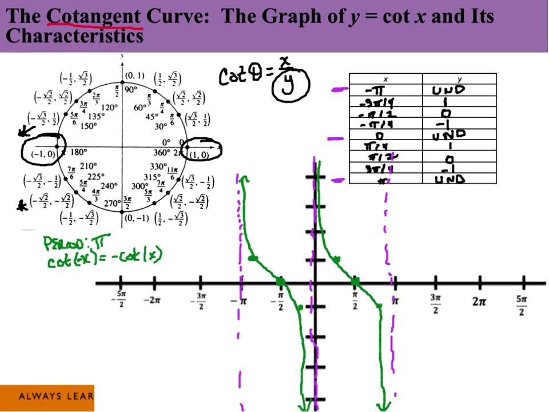It's undefined at integral multiples of pi, which are also where your asymptotes are. So it's undefined. In other words, it has asymptotes at integral multiples of pi. So the reason they say integral is because if you shifted left or right, you may not be exactly on pi. So the asymptotes just land pi distance apart. And x-intercepts, we have x-intercepts halfway between the asymptotes.